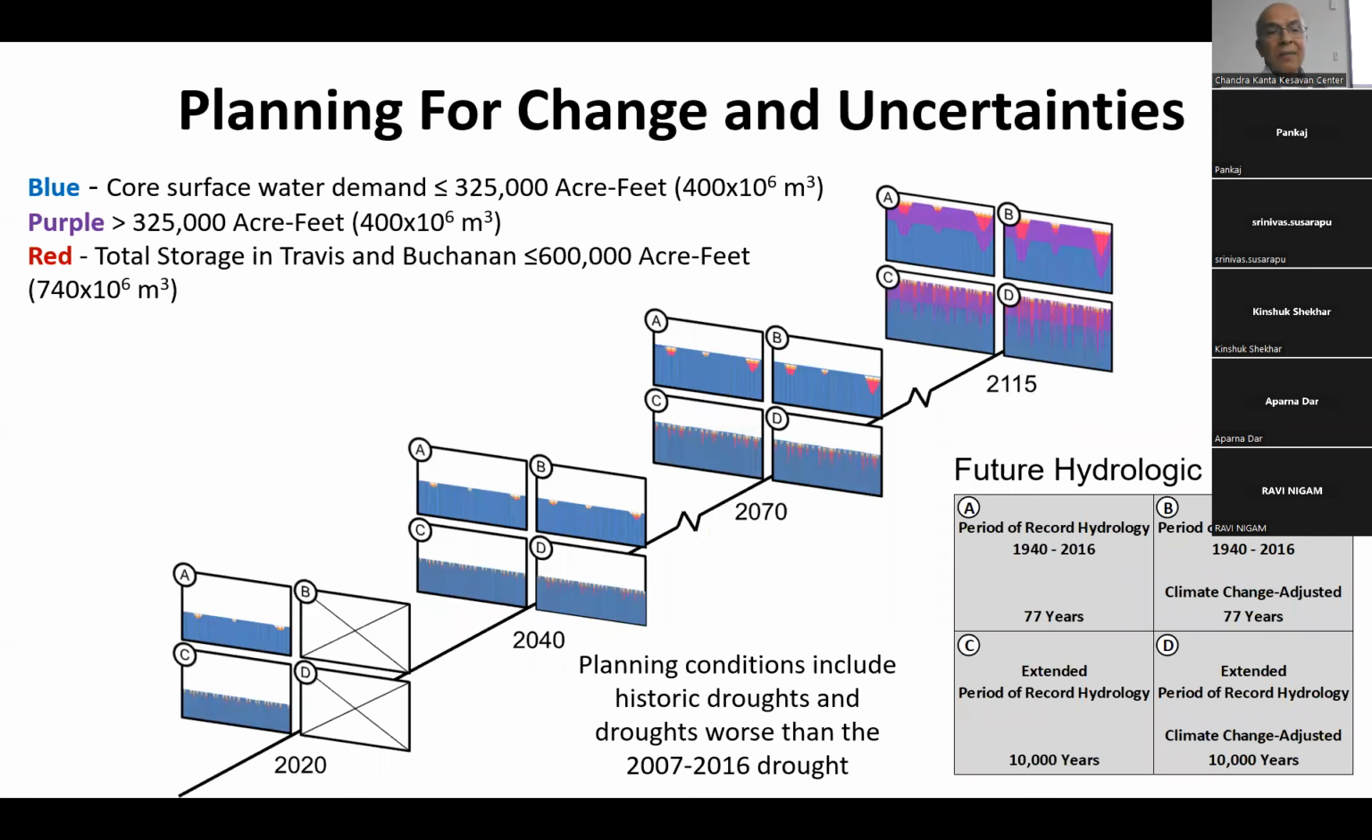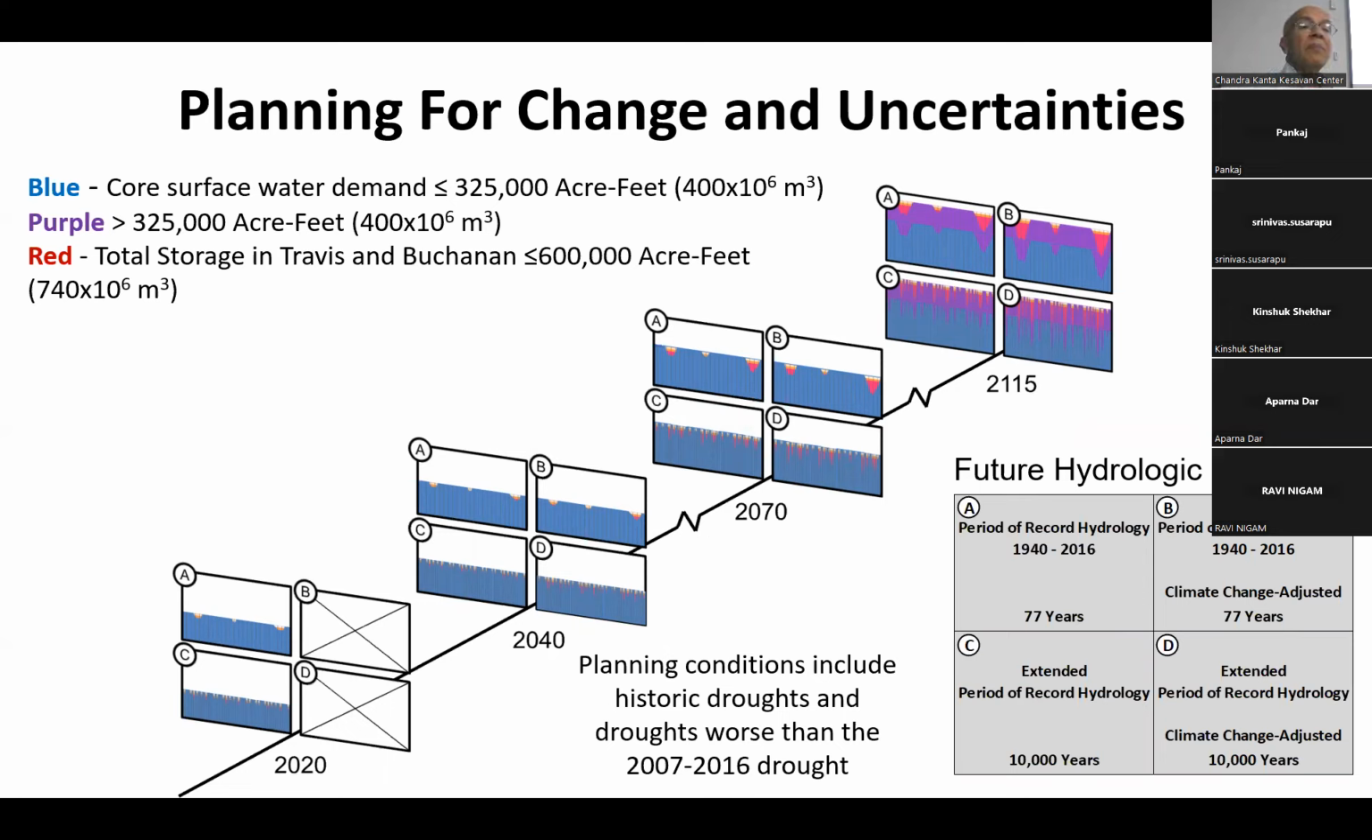So here's the four panel. You can see A, B, C, D. On the left side, top left, the 77 years of record hydrology, and the right side, the same thing adjusted for climate change. And you can see for different years, 2020, 2040, 2070, 2115. So these are midpoints where we can make adjustments.